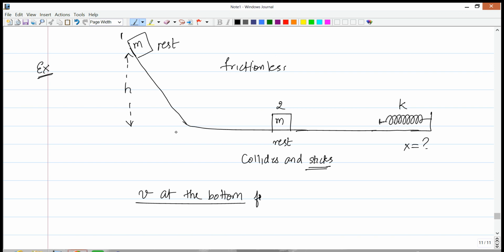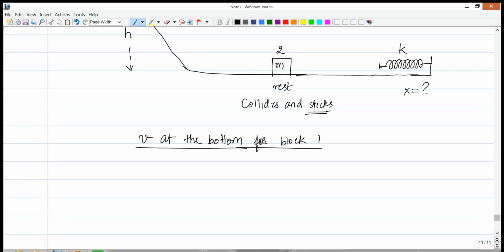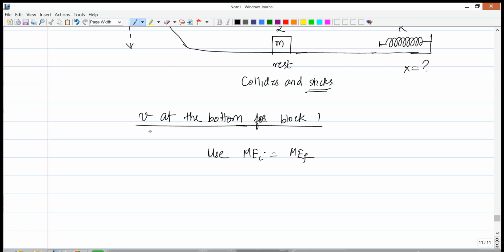Okay, for block 1 we need to know that speed, because once we know that speed, we can then figure out the speed after the collision. So we need to know the speed before the collision for block 1. Okay, so in order to do this, we're going to use ME_i equals ME_f. I hope you've realized that. Okay, everything is frictionless, life is good.